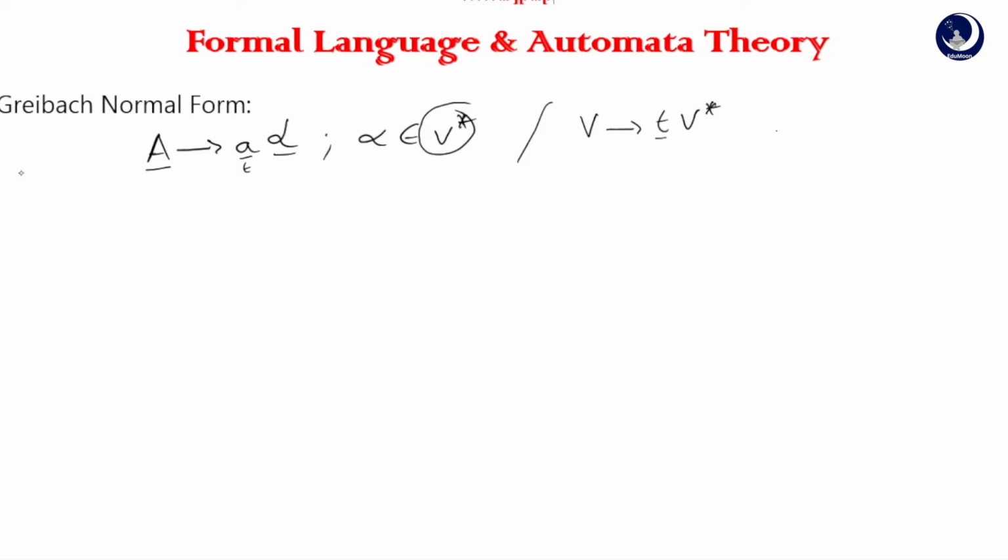Now this grammar can be converted into its equivalent GNF form by using two lemmas. So here we discuss those lemmas first. The first lemma is called the substitution lemma.